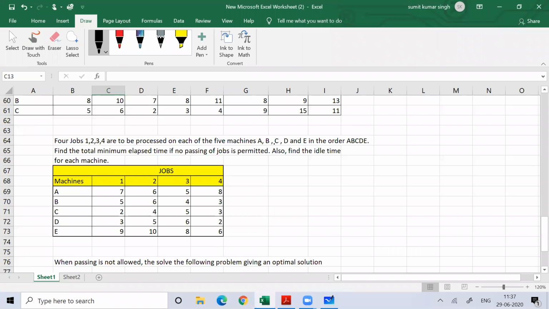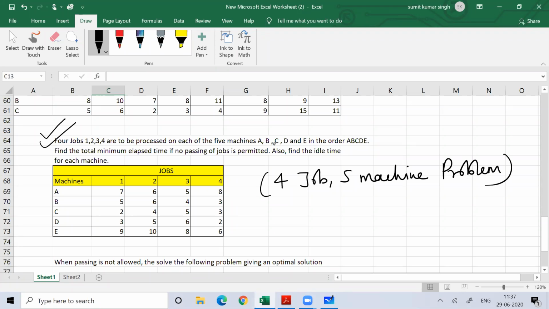So there's no limit on machines. You can see in this problem you have around five machines and you have four jobs. So this is basically a four job and five machine problem, which we will discuss today.